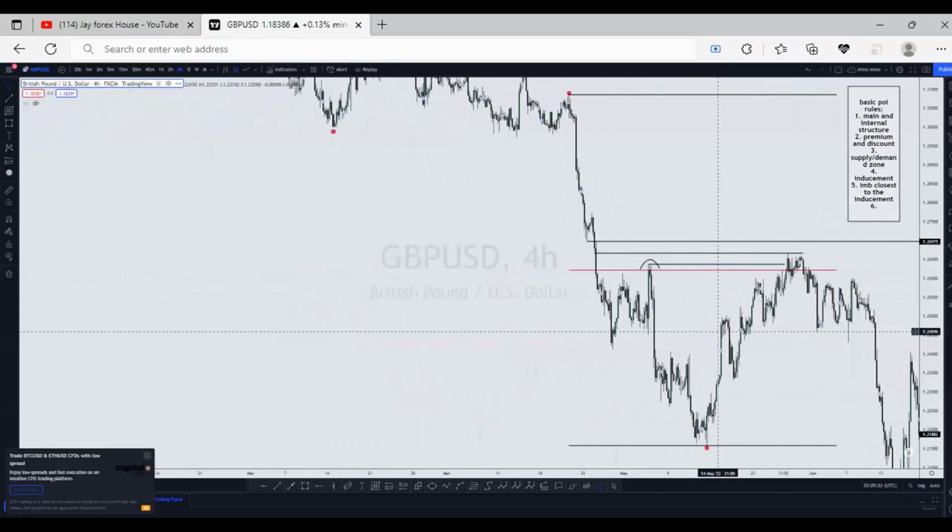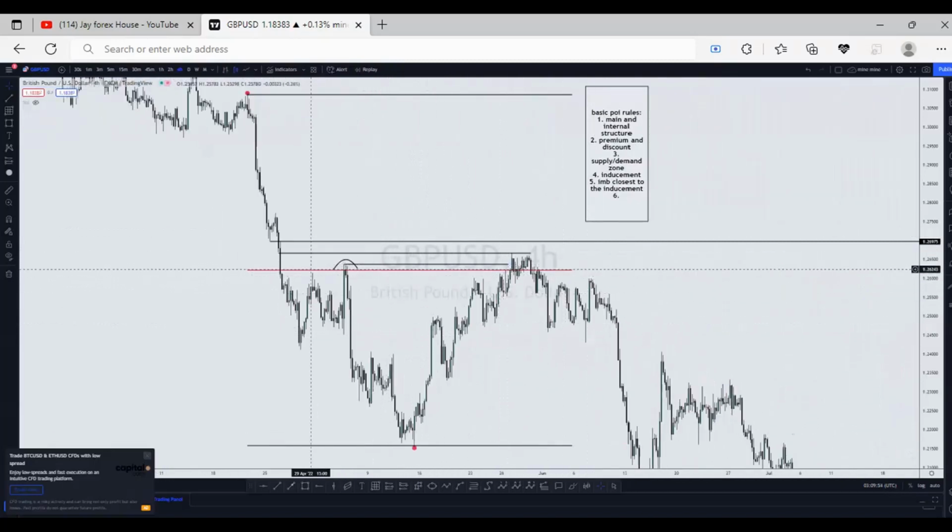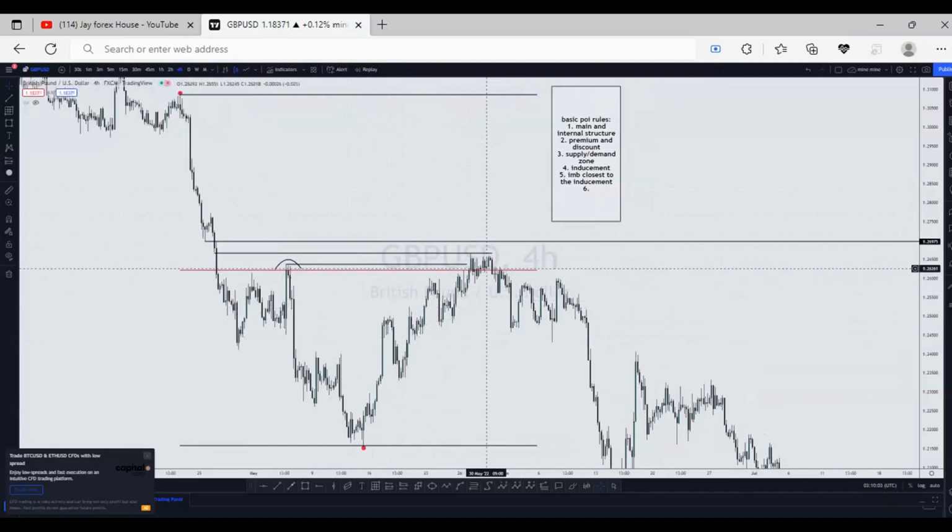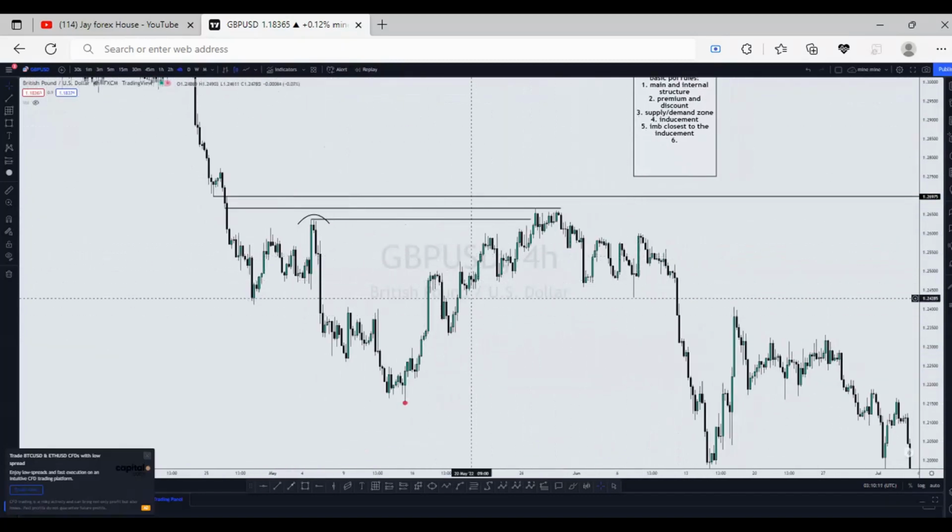Okay, so now we found the imbalance closest to the inducement, which we're looking for price to mitigate in premium. So price comes into premium, fills the imbalance. Obviously, this is a POI, and you could see the reaction of it. Okay, so this is a swing POI. How to pick a swing POI. Yeah, I know a lot of you might be saying, "What about this? Why didn't you pick this imbalance zone?" This is a random question which I expect one of you to be asking.